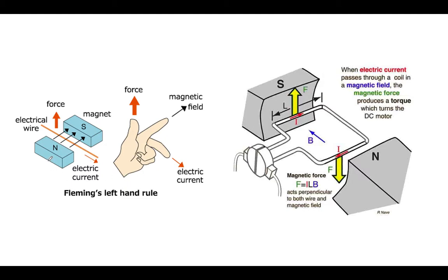The motor's basic principle is when a current conducting wire is placed perpendicular in a magnetic field, it will experience a force. And the direction of this force can be determined by Fleming's left hand rule.